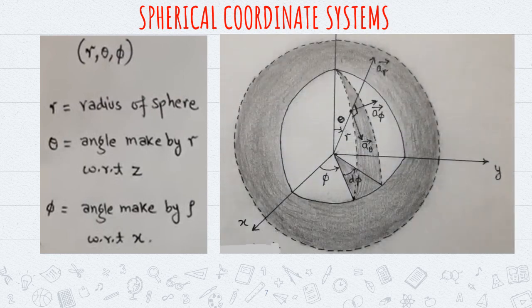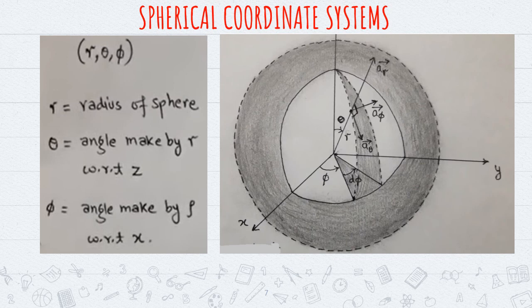Now, let me see the diagram in detail. The distance from the origin to the point is r, so along that direction the unit vector is the a r vector. Now take the angle from the z axis to the point, which is theta, making a cone-like shape. So that angle is theta, and along that angle the unit vector is a theta.